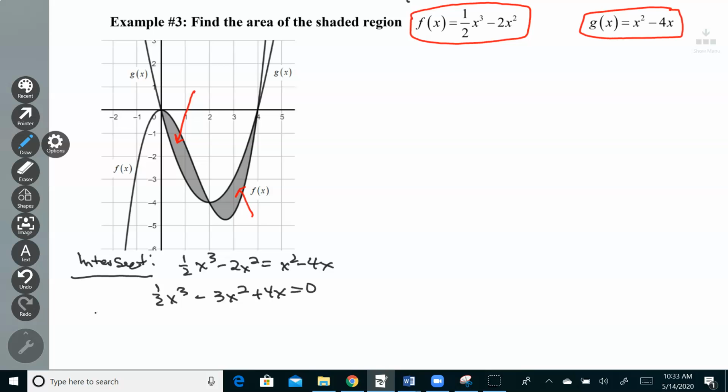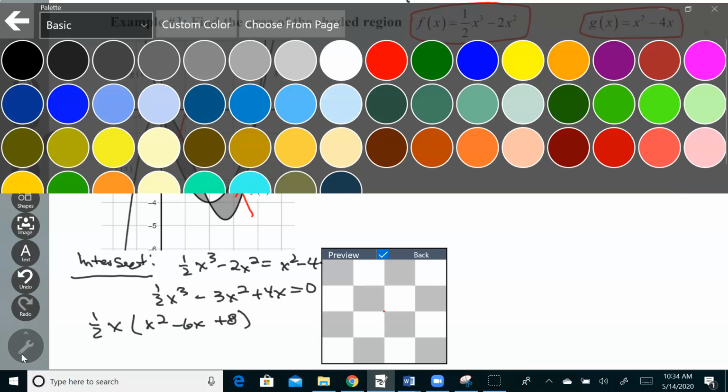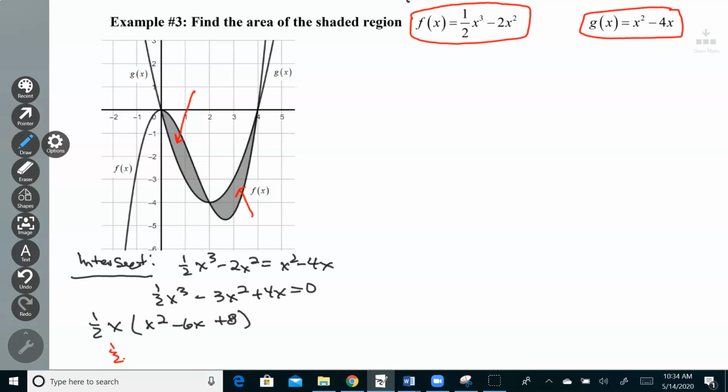I decide to factor out a half x. I get x squared minus 6x plus 8. And I factor that. Let me change colors just so it stands out. I get a half x, x minus 2, x minus 4 is equal to 0. So I get three solutions for x. 1/2 x is 0. I also get 2. And I also get 4 as the points where they intersect.